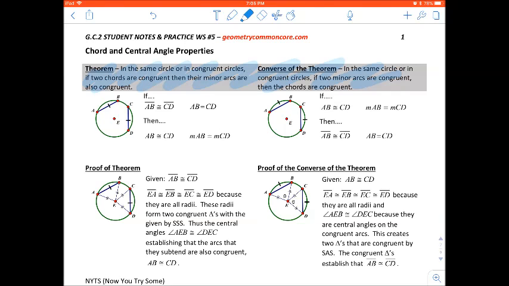So if 2 chords are congruent, then their minor arcs are also congruent, and vice versa. If 2 minor arcs are congruent, then the chords that intersect those arcs are also going to be congruent.